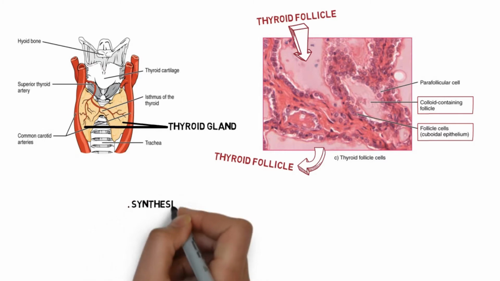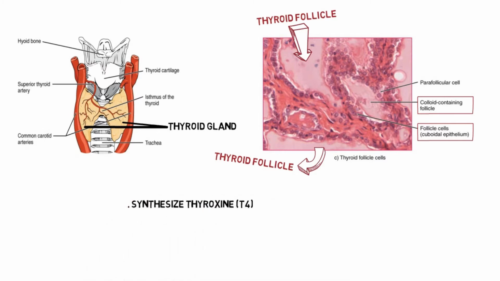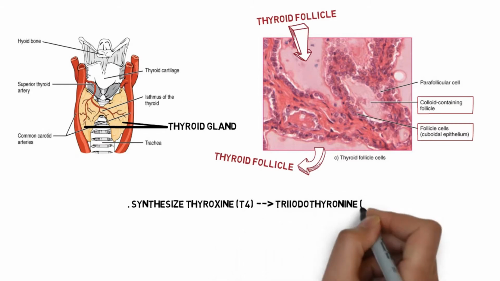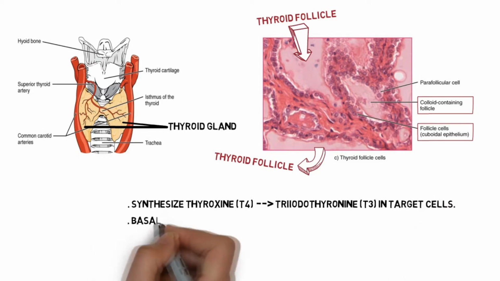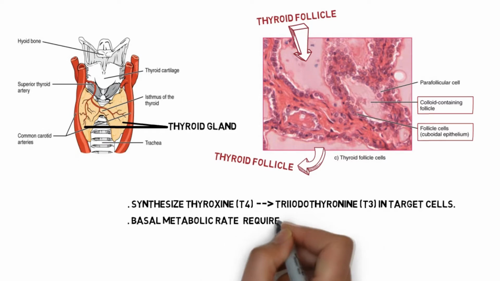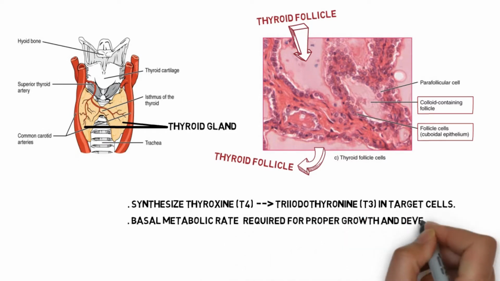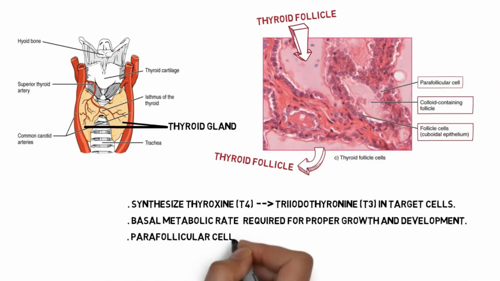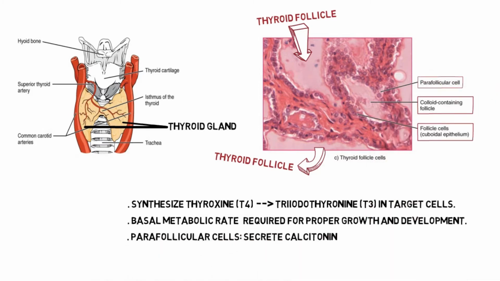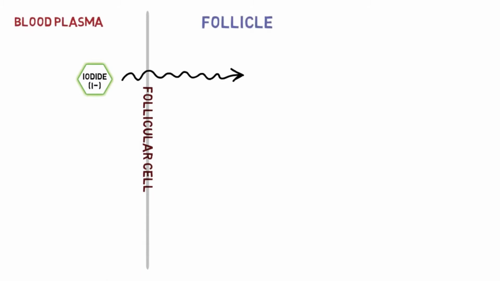Thyroid follicles synthesize the majority of thyroxine, T4, as the principal thyroid hormone, which is then converted into triiodothyronine, T3, in the target cells. These hormones are very important for determining the basal metabolic rate, which provides proper growth and development for individuals. In addition, the thyroid gland also contains parafollicular cells that secrete a hormone called calcitonin, which helps to raise the blood calcium ion concentration. The thyroid follicular cells actively accumulate iodide from the blood and store it within the follicle.